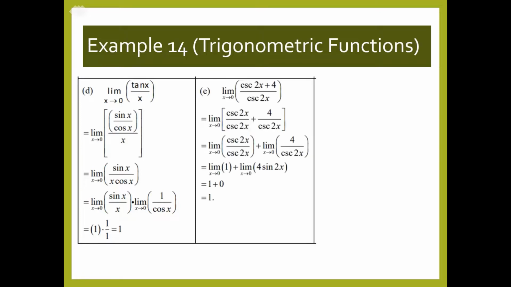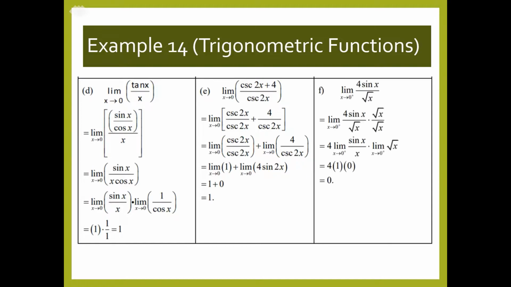For e, split the limit into two. For the first limit, the answer is equal to 1. For the second limit, 1 over cosec 2x is equal to sin 2x. Replace x with 0 and simplify, you will get 1 as the final answer. Finally, for f, multiply both numerator and denominator with the conjugate, then simplify, apply the first property and replace x with 0, you will get 0 as the final answer.